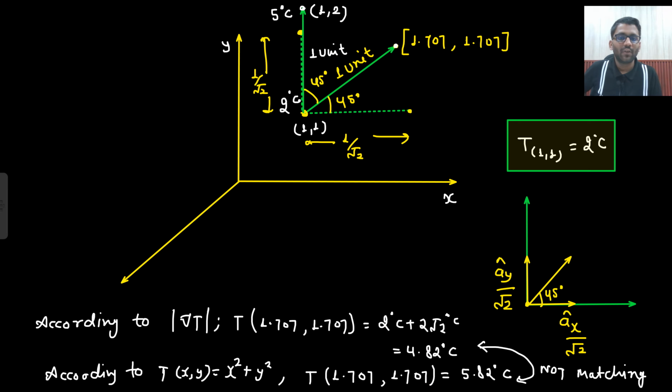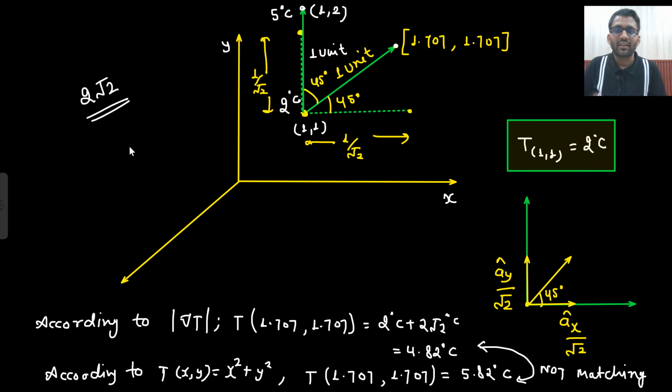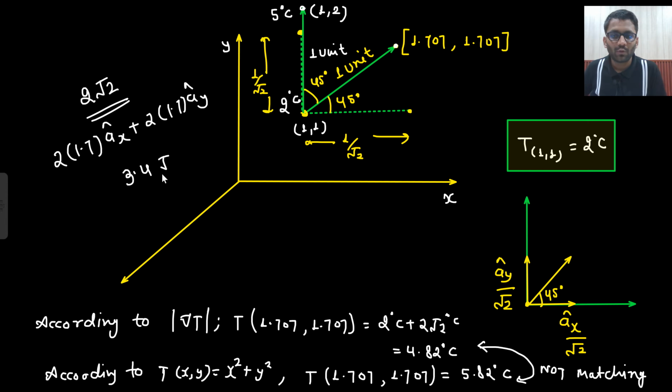But here, if you are walking from here to here, then your gradient is changing very rapidly. What I mean to say is that at (1, 1), what is your gradient? 2 root 2. The magnitude I am talking about. At (1, 1) your magnitude of gradient is 2 root 2. But if you calculate the magnitude of gradient at 1.7, what would that be? 2 into 1.7 ax cap, 2 into 1.7 ay cap. So that will come out to be 3.4 root 2.